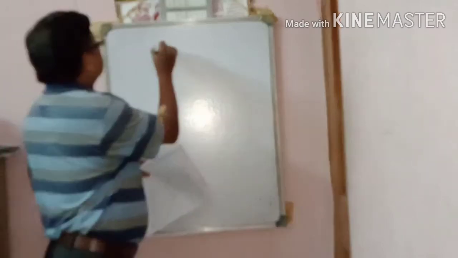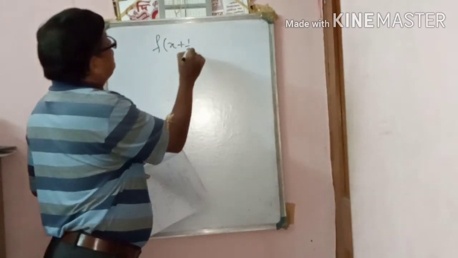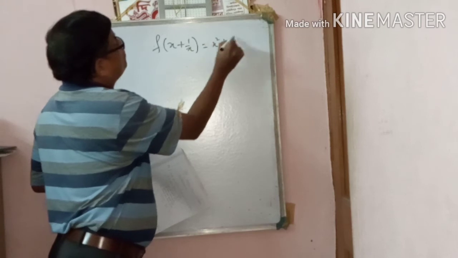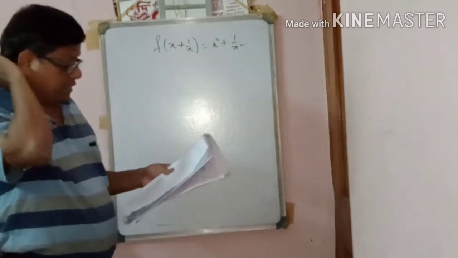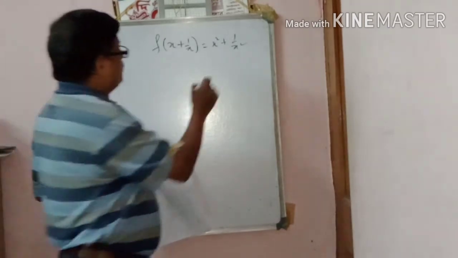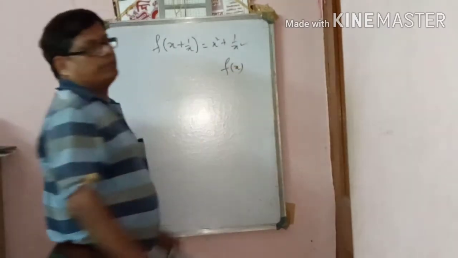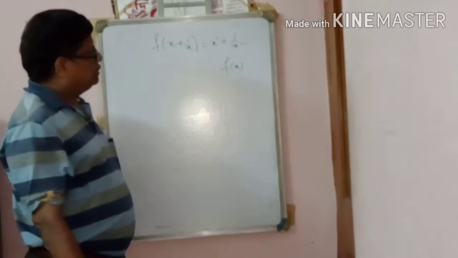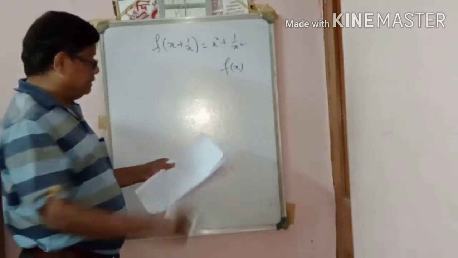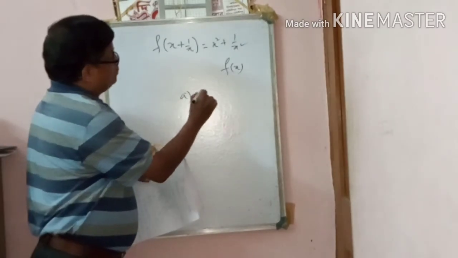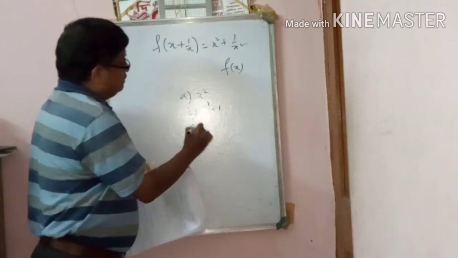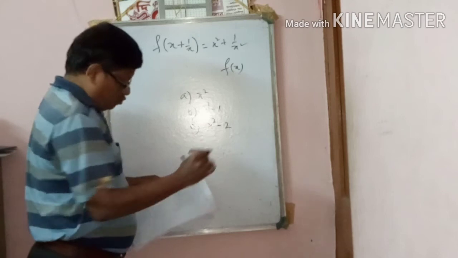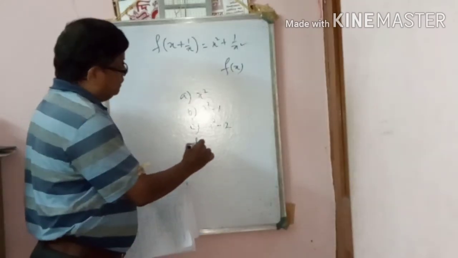Right. Suppose f of x plus 1 by x is given as x square plus 1 by x square. This is given. So find f of x. Options are: A, x square; B, x square minus 1; C, x square minus 2; and D, none of these.